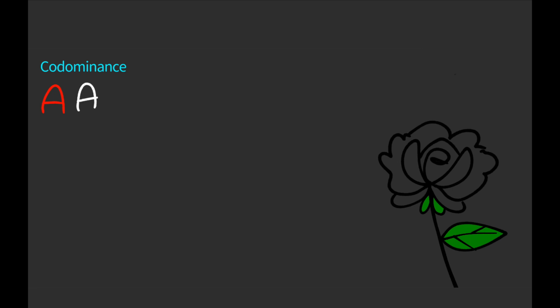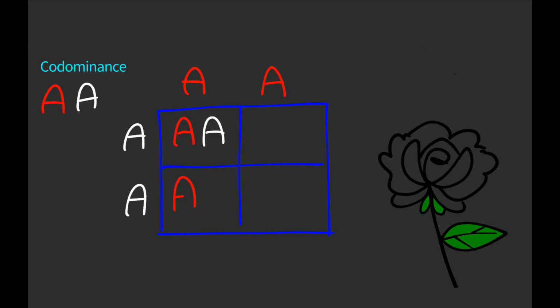Alright, so now let's make another Punnett square. Again, I'm going to put the purebred red colored flower at top, and the purebred white flower at the side. Now we cross them, just like we always do with Punnett squares. And when we're done with our Punnett square, we end up with 4 offspring that all have one dominant red allele and one dominant white allele.